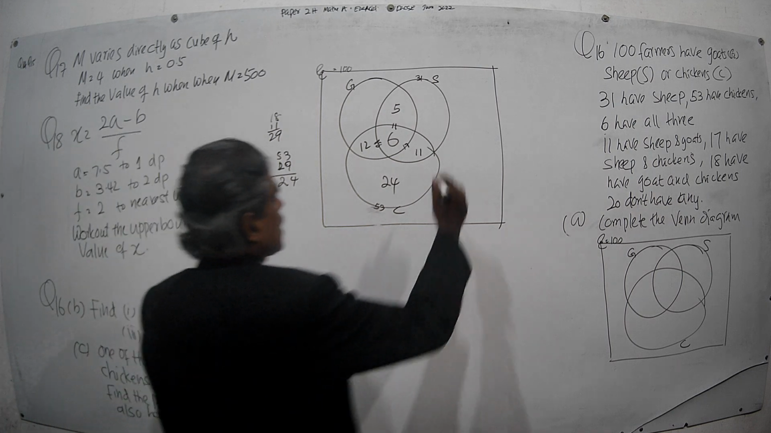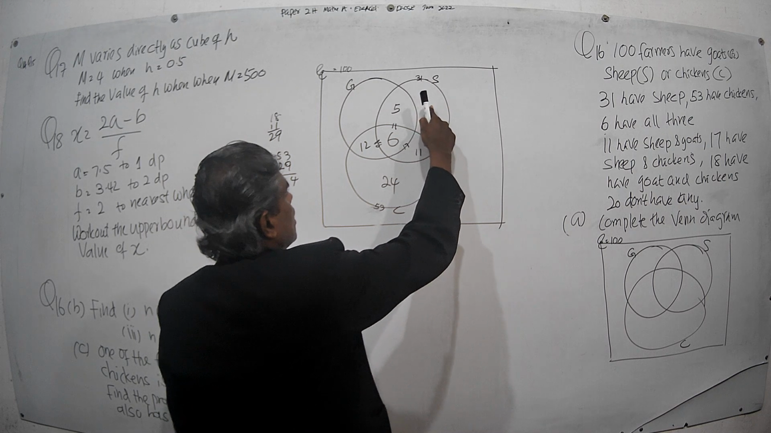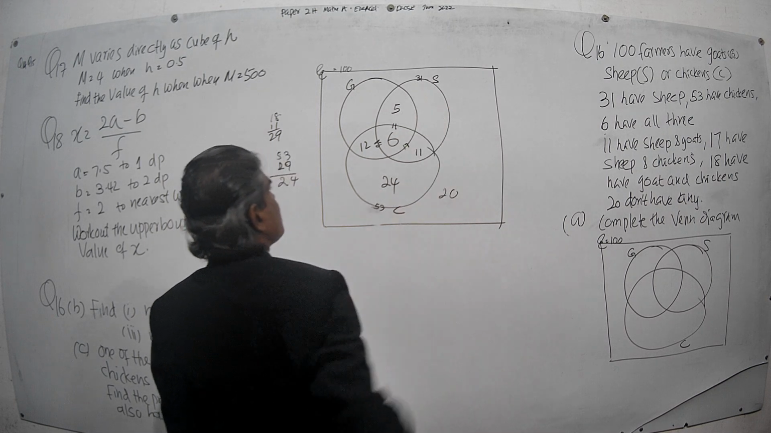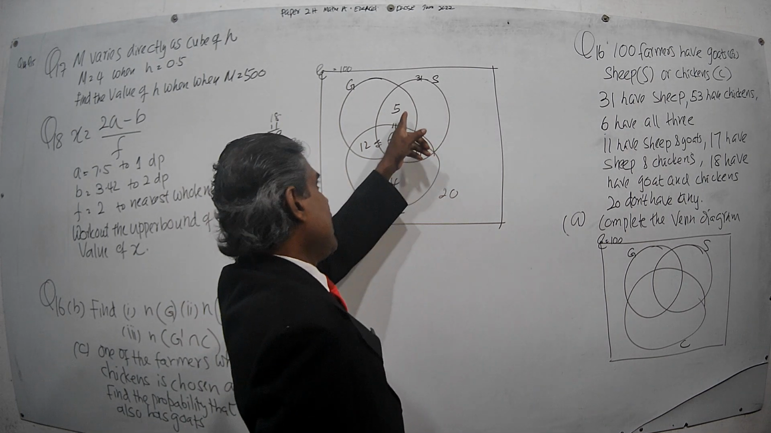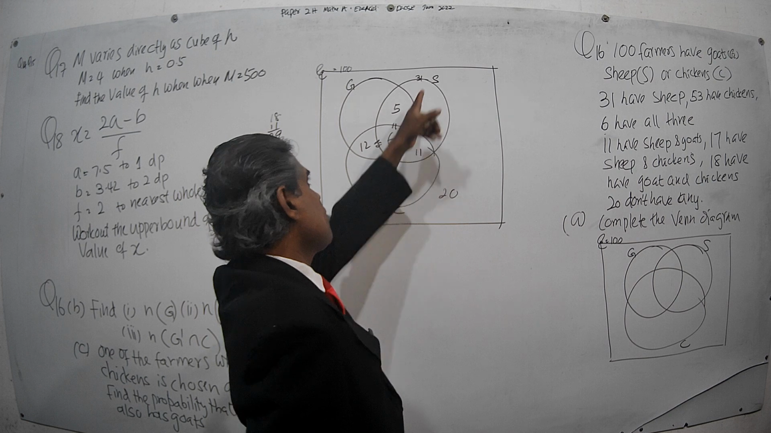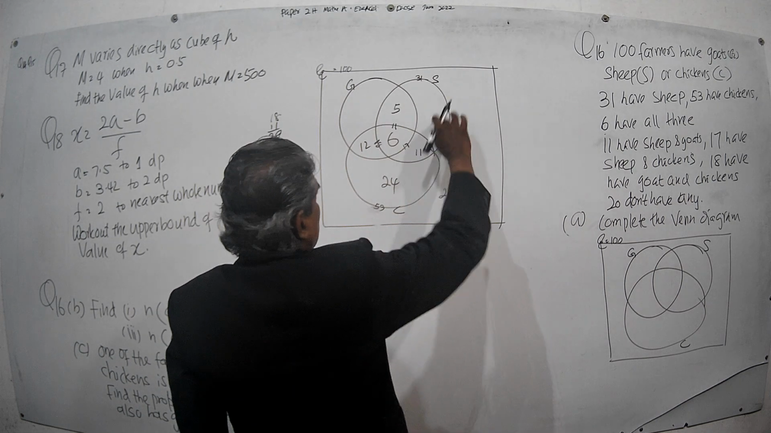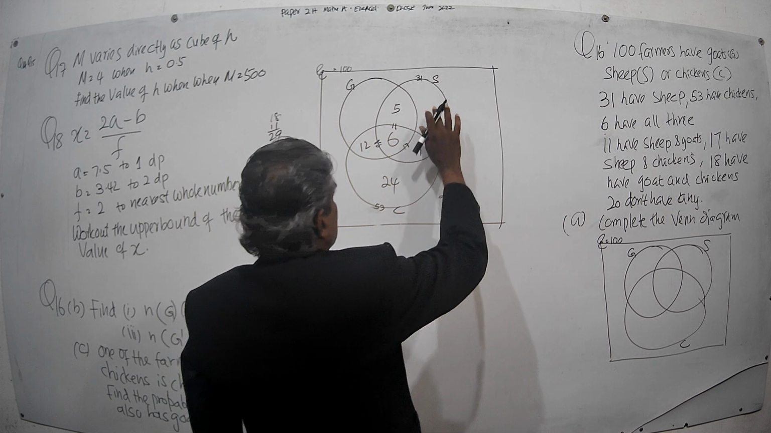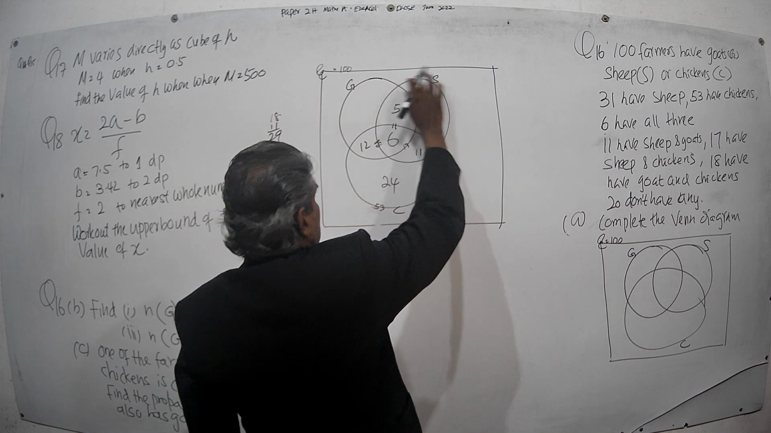Then this part we can calculate. This is the number of farmers who rear only sheep. Then we can add these three together and deduct from 31. This whole circle is 31. From that whole circle, there are 4 parts. This part, this part, this part, this part. Out of 4 parts, 3 parts are given. The 4th part can be found by deducting the 3 parts from the total.